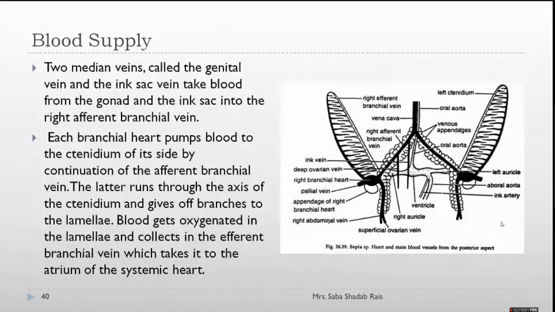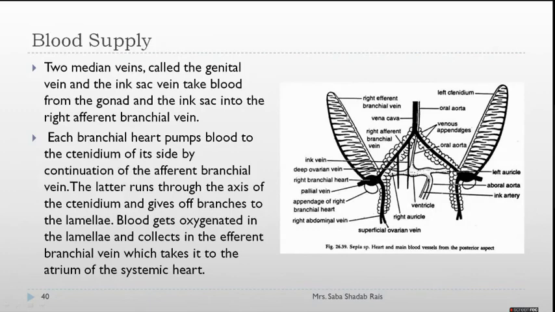Now when we talk about the median veins, these median veins are called the genital vein. We can see the genital organ situated on this side. So this side has the genital vein, as well as the ink sac vein. This will take blood from the gonad and ink sac into the right afferent branchial vein. Each branchial heart pumps the blood to the ctenidium.